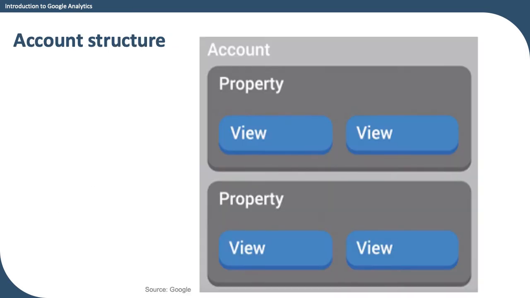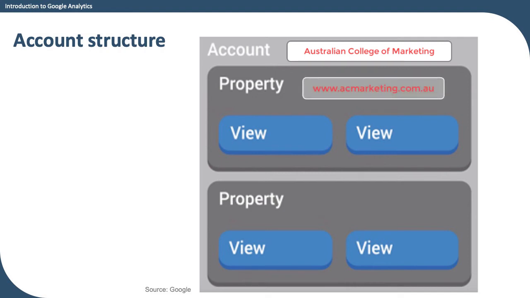Google Analytics accounts are set up hierarchically. Each account can have multiple properties, and each property can have multiple views. To give this some context, at the account level, you might set up an account for Australian College of Marketing. Then add two properties, one for our main website and a second for the study portal.